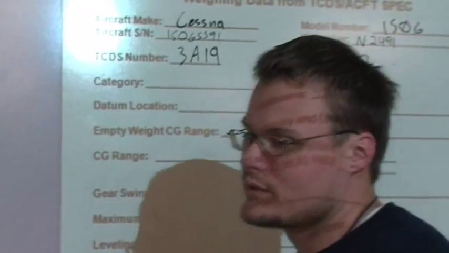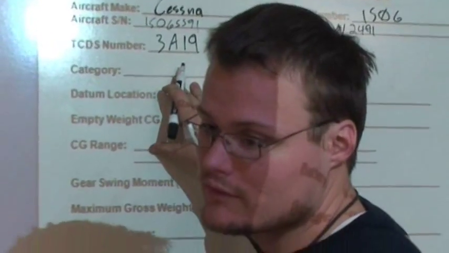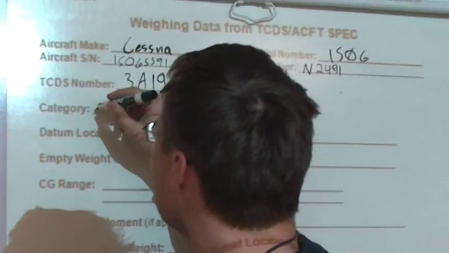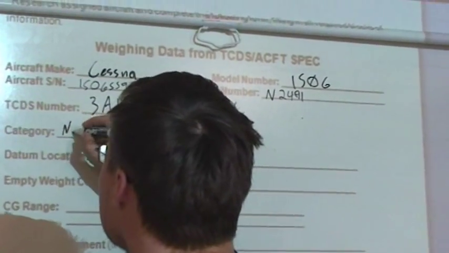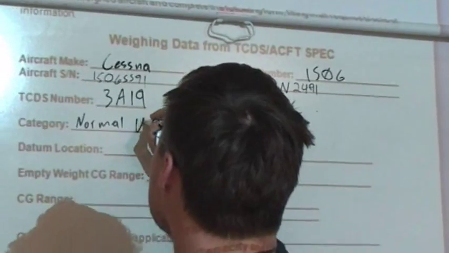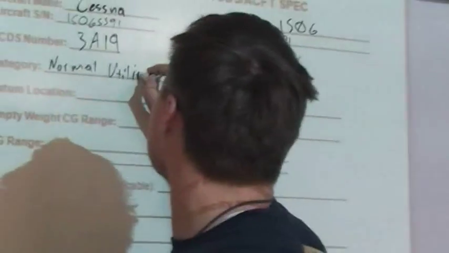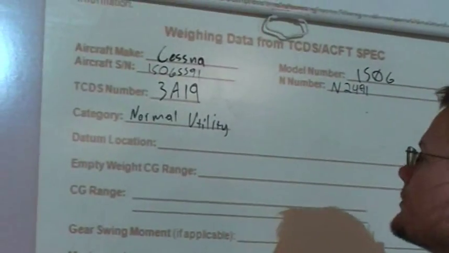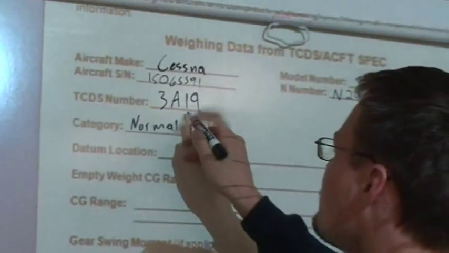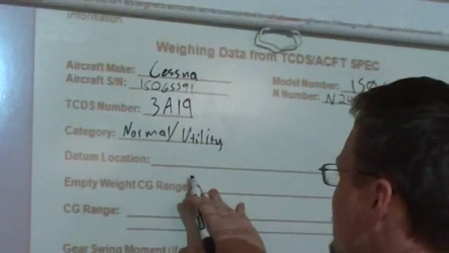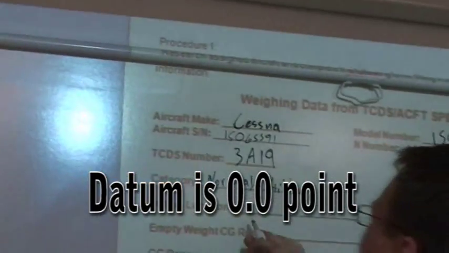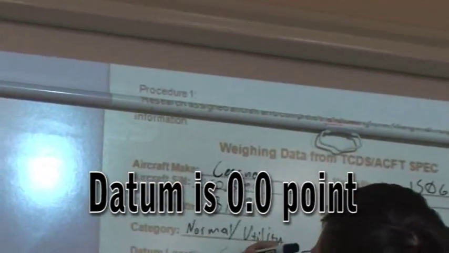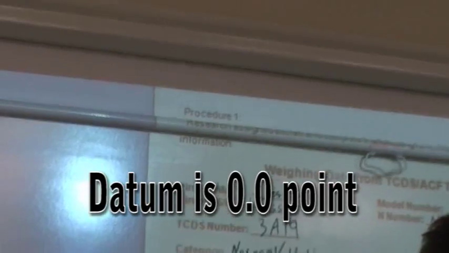Now the category for the plane would be utility, correct? Normal utility. Yes. And once again, we're getting all of this from the TCDS that we pulled up on the plane. When they say normal utility, that means it's not been approved for acrobatics, just normal operation. Now the datum location, according to the TCDS, is the front face of the firewall.